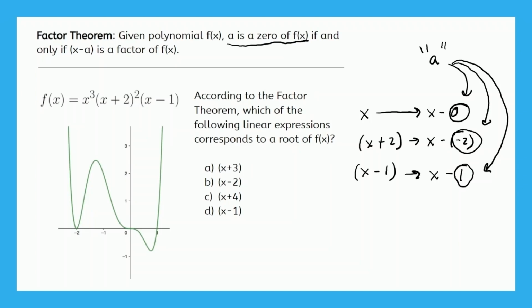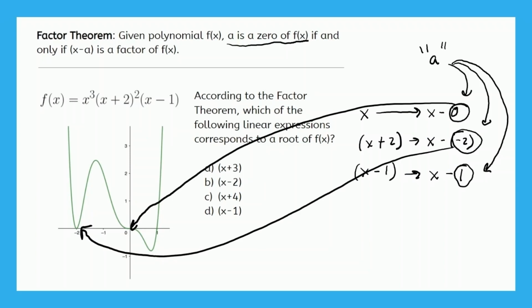So let's see if each of these three numbers that we just found are actually zeros. Okay, well 0, there it is, x-intercept at 0. -2, there it is, x-intercept at -2. And +1, there it is, x-intercept at +1.